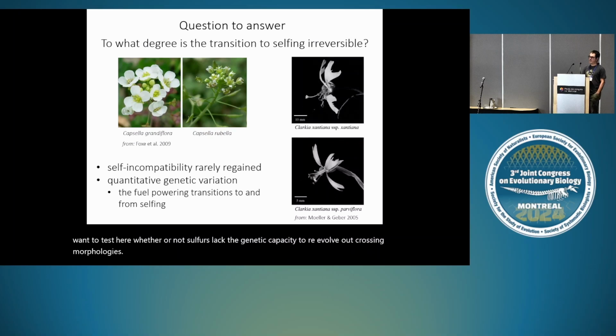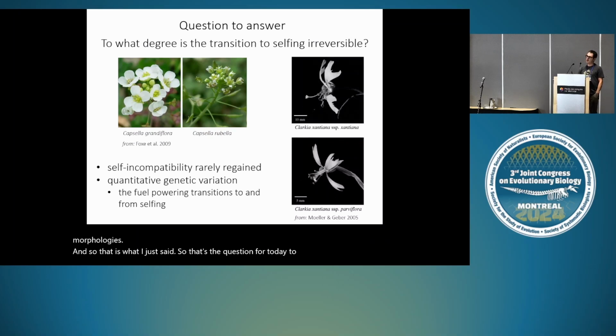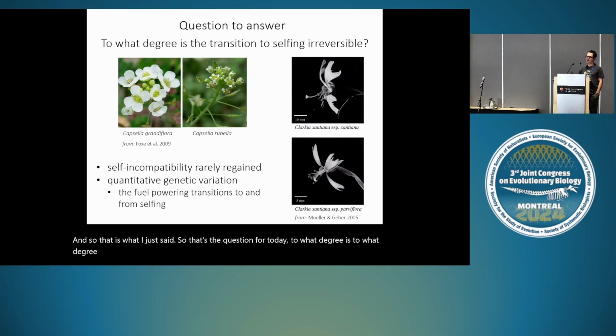And so that is what I just said. So that's the question for today. To what degree is that transition really irreversible?